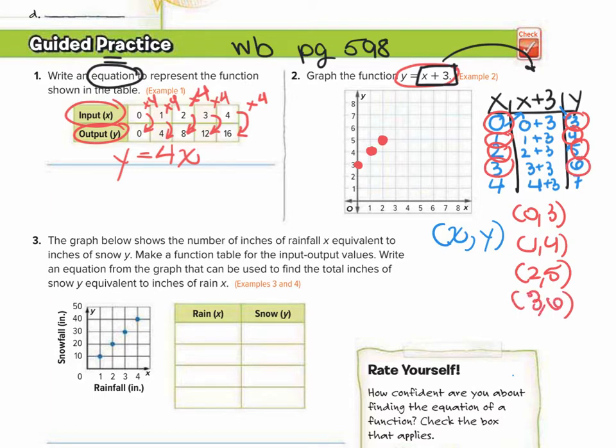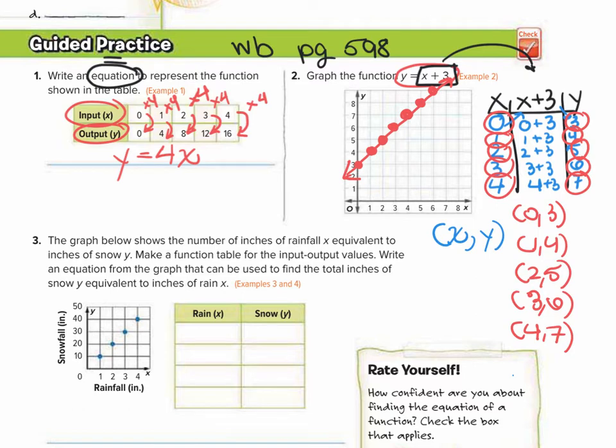The next ordered pair is 3, 6. So 3 to the right and up 6. And the last ordered pair is 4, 7. So 4 to the right and up 7. So from here you could notice a pattern and continue the rest of the line. And we just graphed our function by creating a function table.